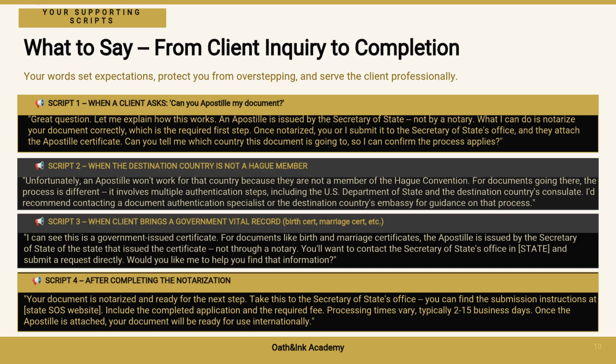Script 3 is for vital records: birth, marriage, death certificates. This is where many notaries make mistakes. They agree to notarize a government-issued certificate as if that will produce an apostille. It won't. The apostille for vital records comes directly from the Secretary of State of the issuing state.